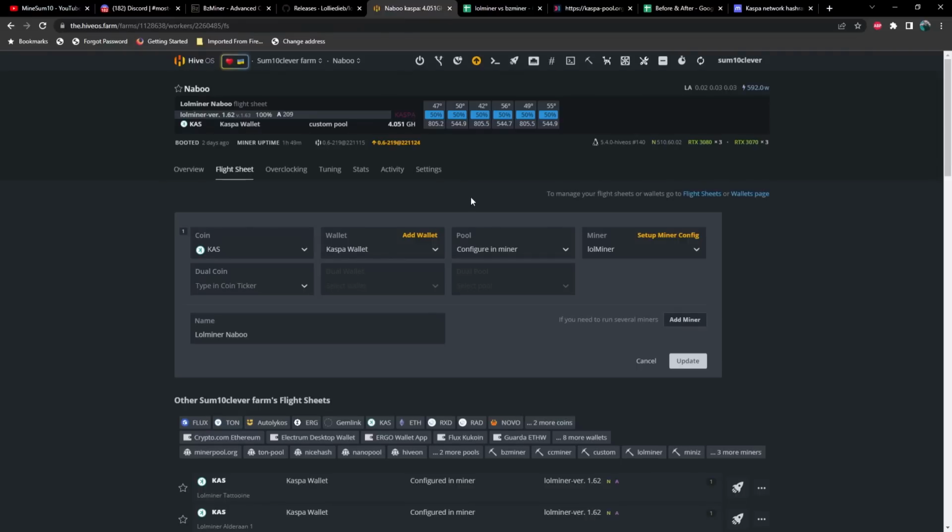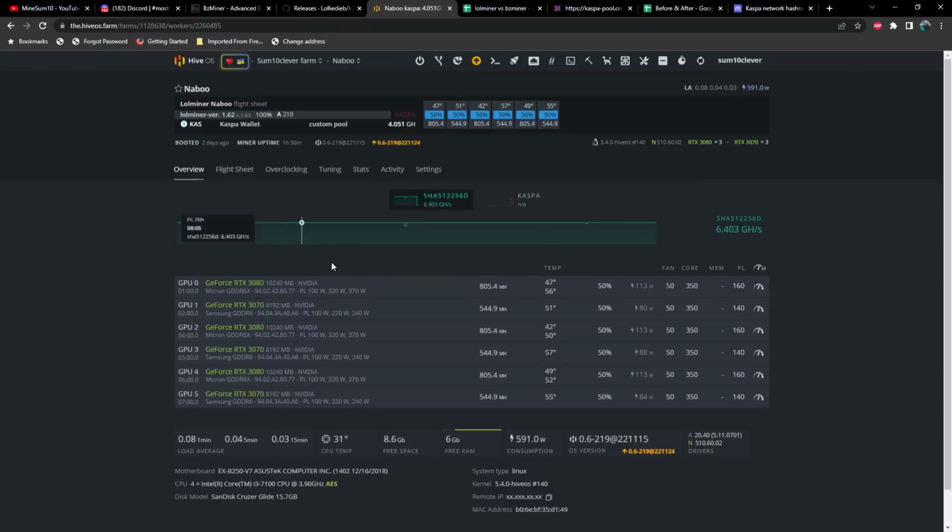Now, one thing to bear in mind also with lolMiner is the core clock being locked works in increments of 15. So 1400 doesn't really work. It's either 1395 or 1410. Take your pick. But according to what someone told me in Discord, that is the case. I don't know if that's the case with BzMiner.